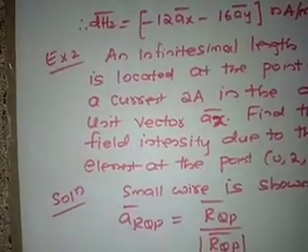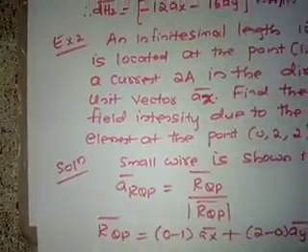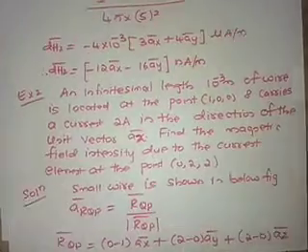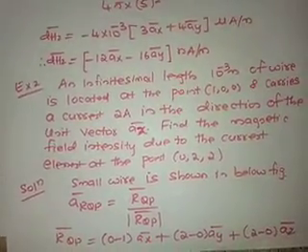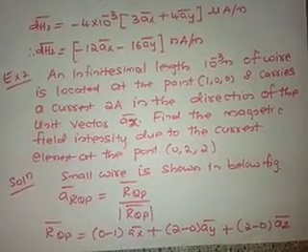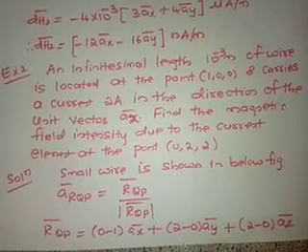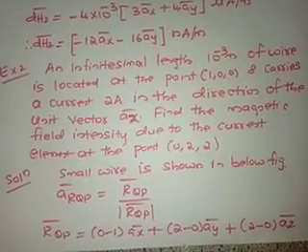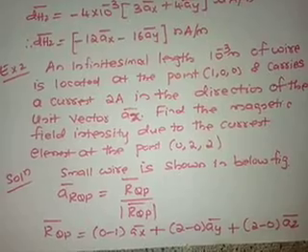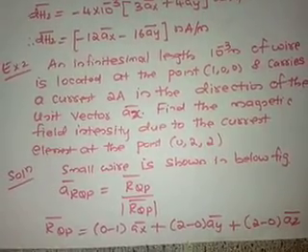So you are following, students, here? Yes. Next, example 2. An infinitesimal length 10 raised to minus 3 meter of wire is located at the point 1, 0, 0 and carries a current 2 ampere in the direction of the unit vector AX bar. Find the magnetic field intensity due to the current element at the point 0, 2, 2.